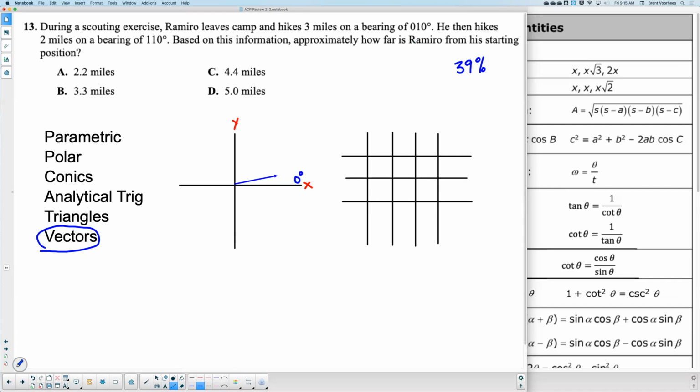All right, it's not too far. Let's just go like that. I'm gonna make it a little bit shorter so I can fit in a second. So there's the first vector, and it's 3 miles at 10 degrees. That's 3 miles. Okay, and then what happens on the second vector? 2 miles. So it's 2 miles at 110 degrees.